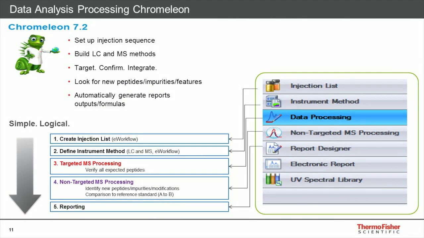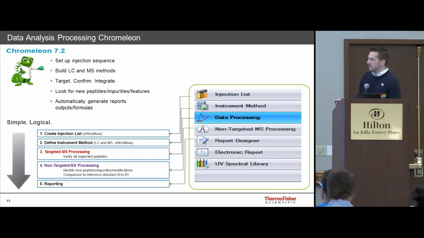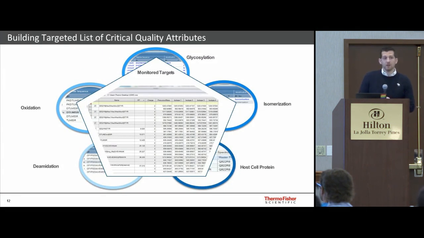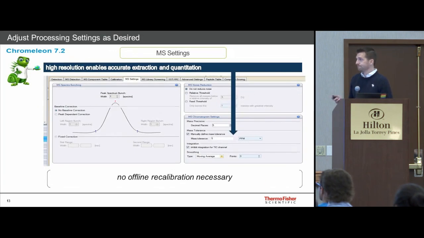Easy is good. Set the injections. Obviously, you need an instrument method to run the instrument. This is the targeted analysis, looking for the CQAs that are of interest. The final quality check, looking for anything new, and then you spit out a report. This can all be done automatically. Once you have the processing method set, and I'll show you that, all you have to do is click on the report, and it'll spit out a PDF. And that's it. You don't even need to go into the raw spectra at all.